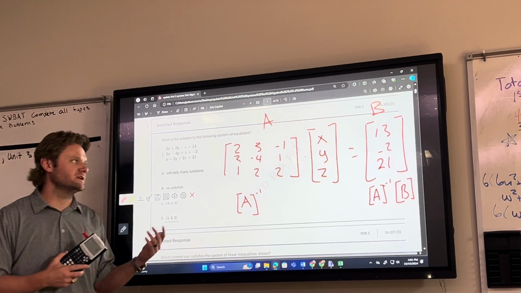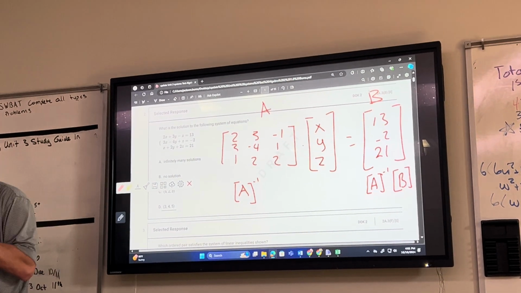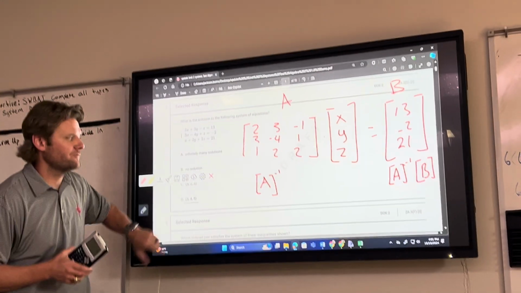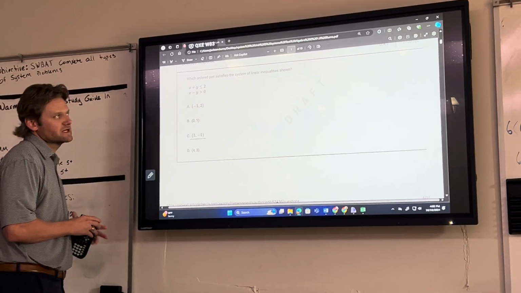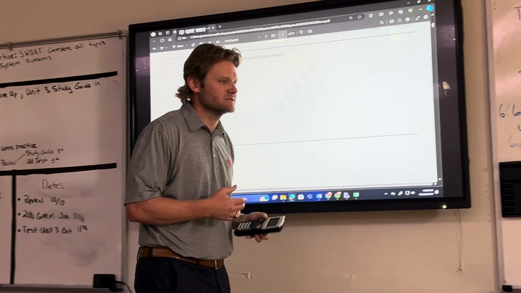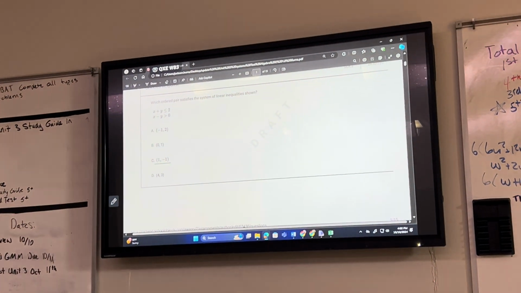Any questions on matrices like this? All right, there's about 4 where you're gonna do those. So which ordered pair satisfies the systems of linear inequalities? There's a bunch like this as well.